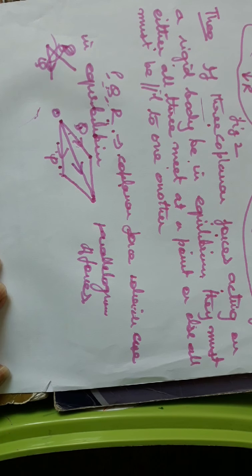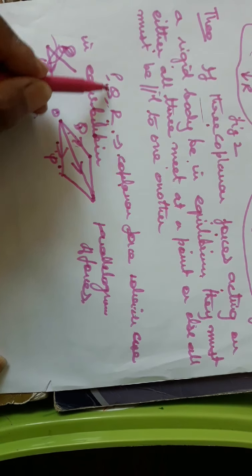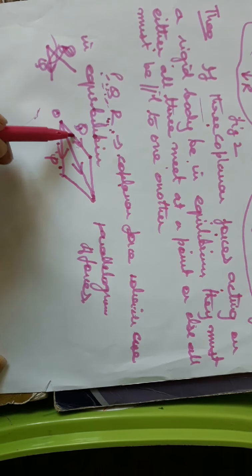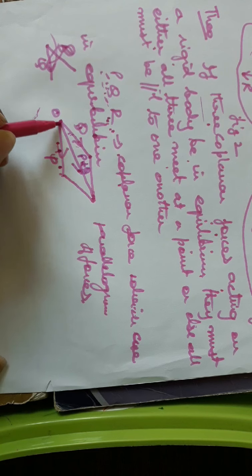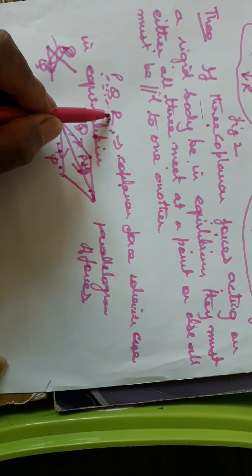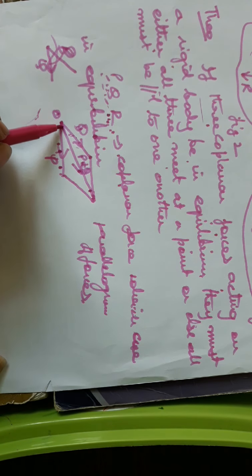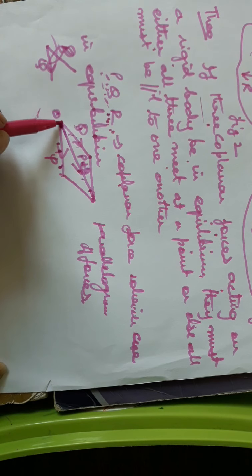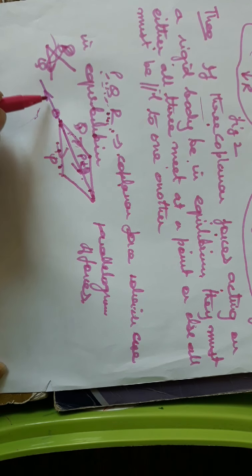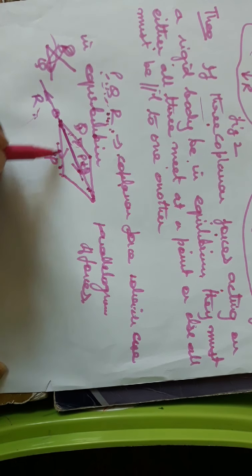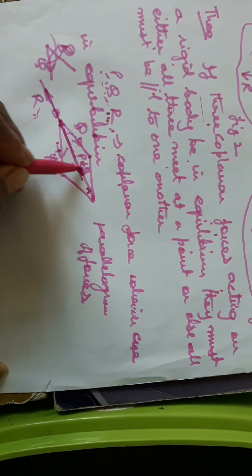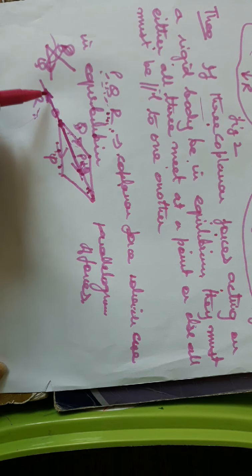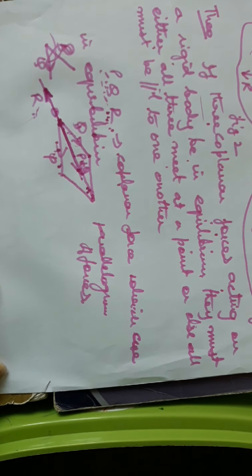Since you have three forces P, Q, R and two of them already meet at a point, and this is their resultant, I name it P plus Q, acting along this line, then R, the third force, must balance the resultant of these two. So R must act along the same line of action but in the opposite direction.